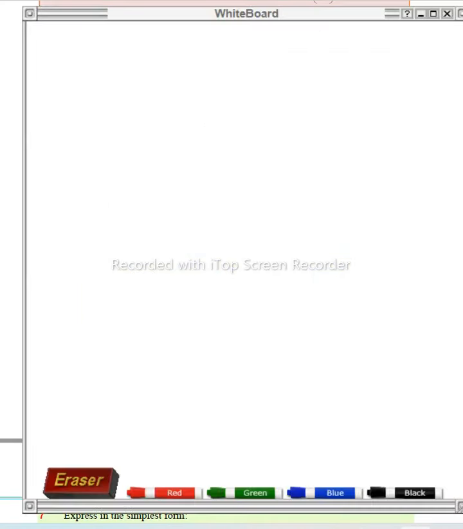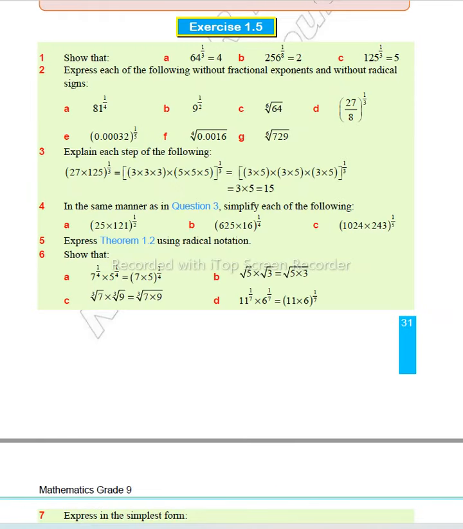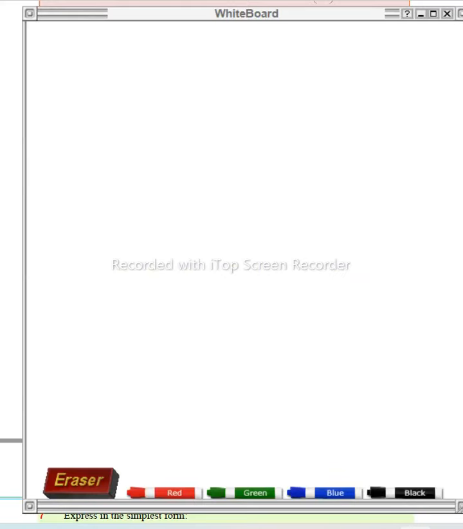We start directly. Our first question says: show that 64 to the power of 1 over 3 is equal to 4. Let us see this example. 64 to the power of 1 over 3 is equal to 4.